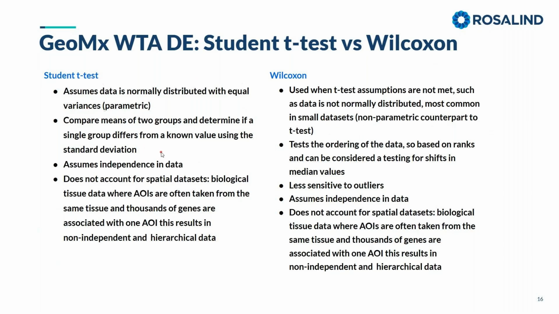The student t-test will compare means of 2 groups and determine if a single group differs from a known value using a standard deviation. This should sound familiar. The Wilcoxon will test the ordering of the data and creates ranks that can be considered a test for shifts of the median values. So this makes it less sensitive to outliers. Because with Wilcoxon, you're assuming that you have more variance in your data because you don't have a standard distribution, you're going to assume you have more outliers because your data just looks that way. You don't have true outliers, you just have more variance in your data. So you want it to be less sensitive to your outliers.